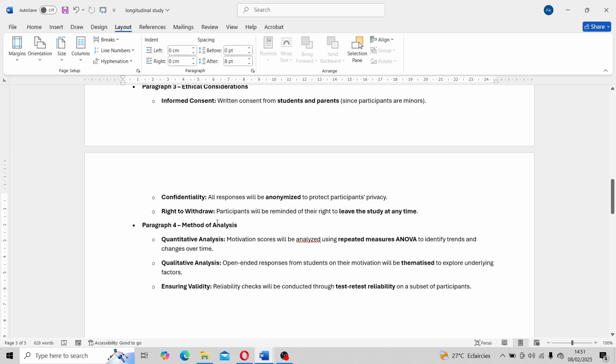Okay, then paragraph 4, you talk about method of analysis. Okay, quantitative data analysis: motivation score will be analyzed using the repeated measure ANOVA to identify trend and change over time. Okay, you can also analyze that by calculating the score. Okay, calculating the mean score from the questionnaire. All right, so it depends on how you want to go about it.